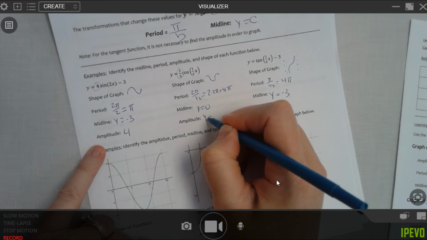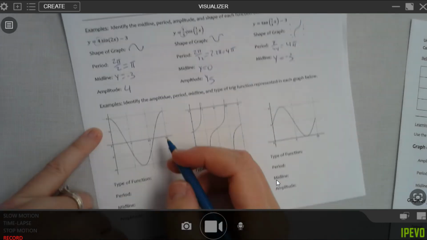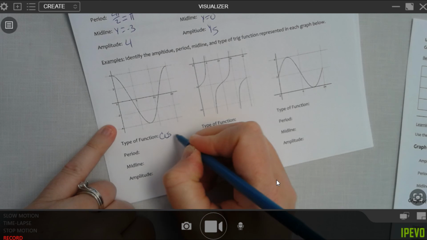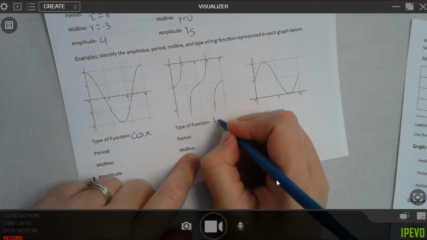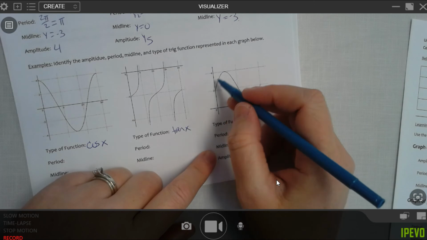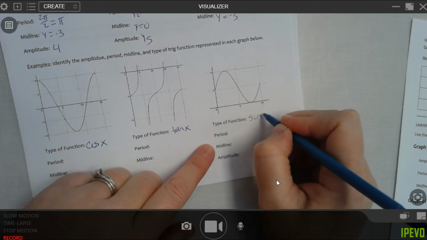So down here, we're going to look at the graphs, and we're going to identify the same information. This one right here has to be a cosine function because it looks like a wave. So this has to be a cosine of x. This one is like the x cubed graph, so we're going to say this is the tangent graph, and then this one is going to be a sine graph.